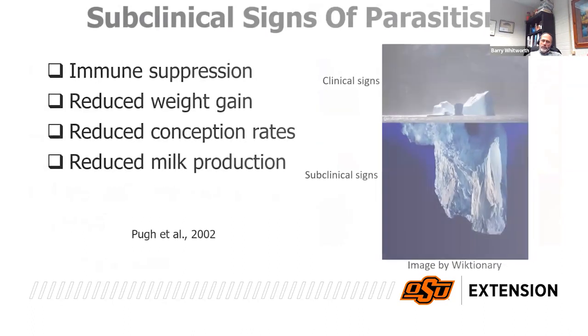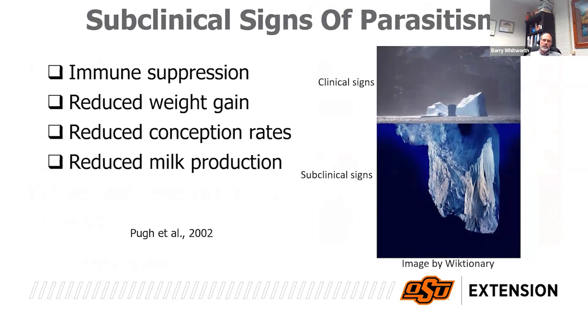There are subclinical signs. They're all going to be associated with production issues where we don't gain like we should, and those types of things.